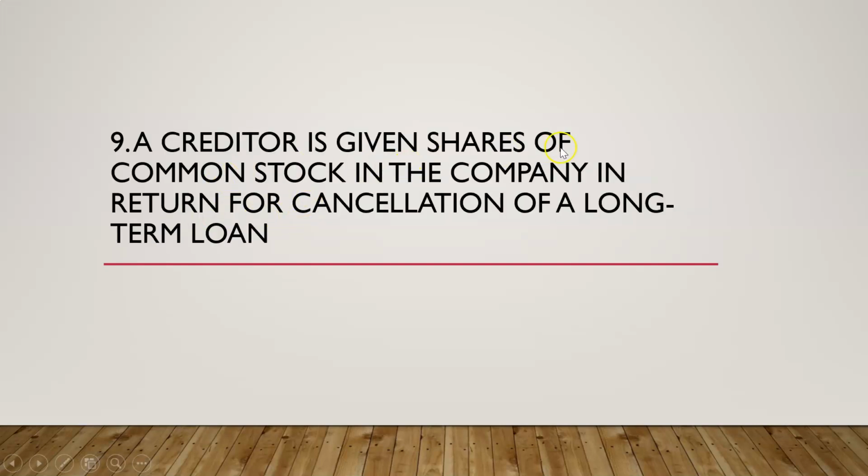A creditor is given shares of common stock in the company in return for cancellation of a long-term loan. The key term to notice again is common stock, which is related to our funds, but you should also keep in mind this line, cancellation of a long-term loan. So you are giving shares to someone, but in regard to that, you are also canceling a long-term loan. So there shouldn't be any change here. It should be no change.